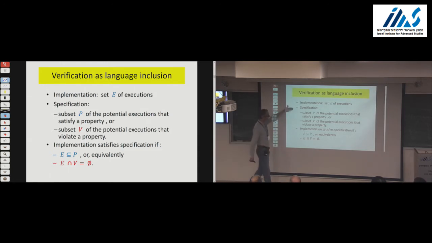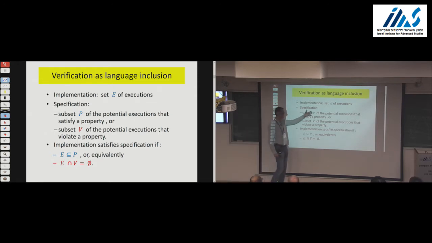Good. So what is then for us a specification? A specification is going to be just a subset of the potential executions that satisfy some property. So we have some property in mind, and then there are potential executions that satisfy that property, and that's our specification. As long as the real executions of the program are there, we find the program good. This is what is called a positive specification sometimes, in the sense that we describe the executions that are good for us.